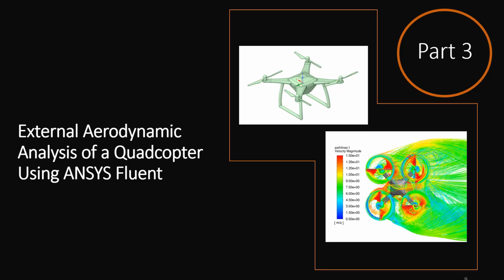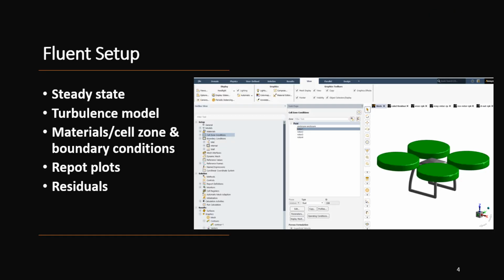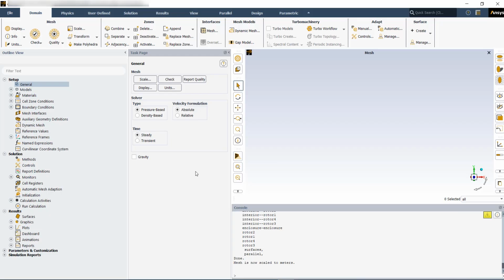Welcome to part 3 of this video series created for students studying CFD analysis of a quadcopter. In this part, you will learn the Fluent Solution Mode workspace. You will also learn how to use basic operations under domain and physics to solve simple problems from beginning to end. This is Fluent Solution Mode that we have launched from Fluent Meshing Mode in the previous part.